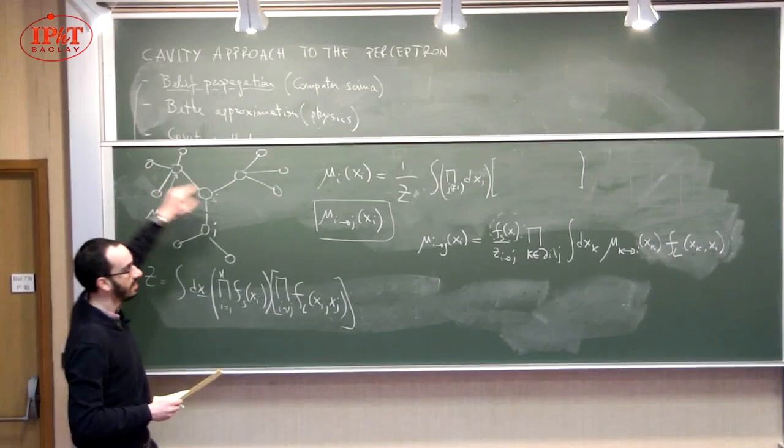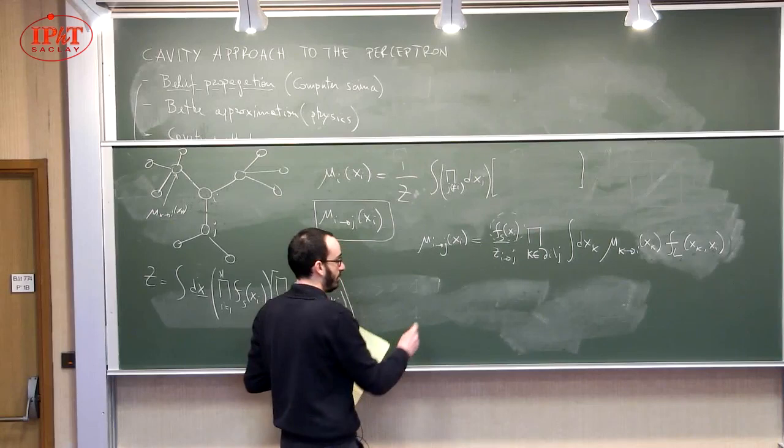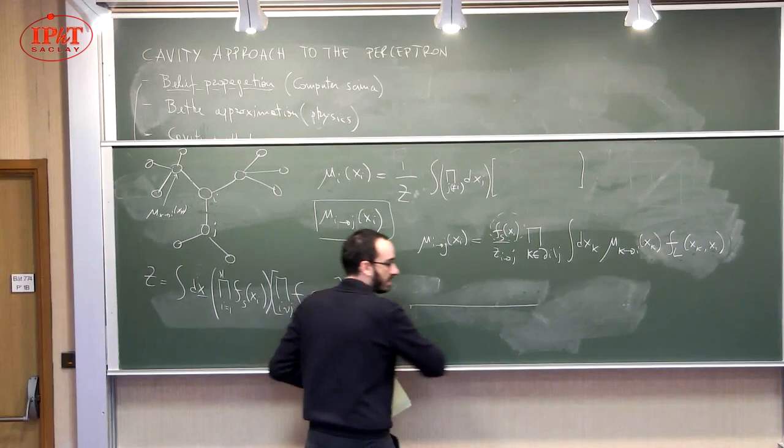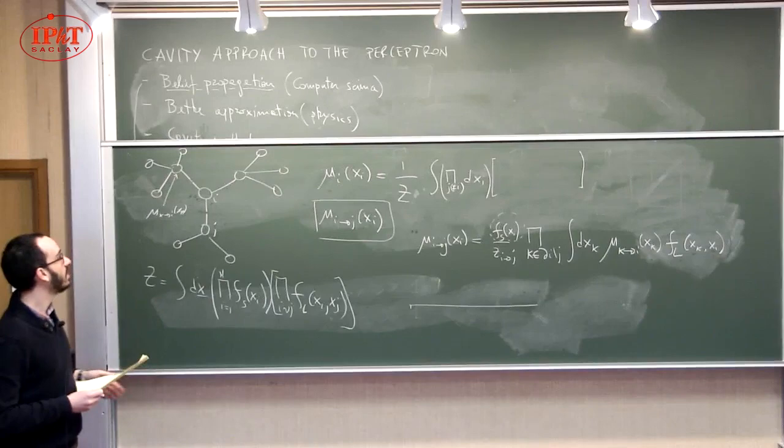Then this gives you an algorithm to compute the marginals in the bulk. Because what you do is that you start from the leaves of the tree, and then you iterate this equation. As, for example, in the transfer matrix method, when you have a chain, you start from the border, and then you iterate the transfer matrix. And you get the partition function. Okay. So this is for a model defined in this way.